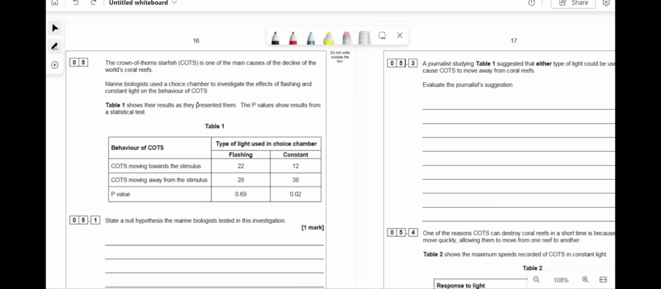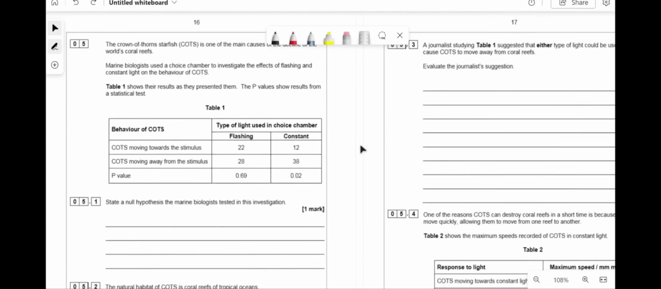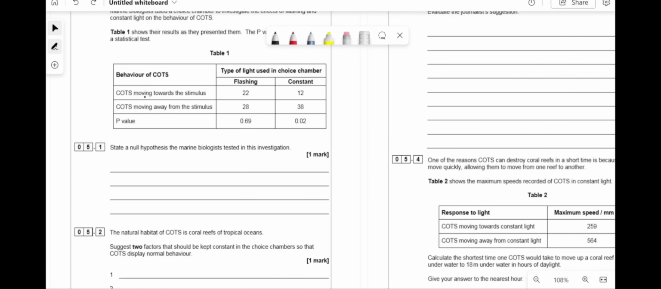Marine biologists used a choice chamber to investigate the effects of flashing and constant light on the behavior of carps. Table 1 shows their results as they presented them. The p-values show the results of a statistical test. So we've got behavior of carps: carps moving towards the stimulus, carps moving away from the stimulus, type of light used, and the number. So 22, 28, 12, 38, and a p-value of 0.69 and 0.02.